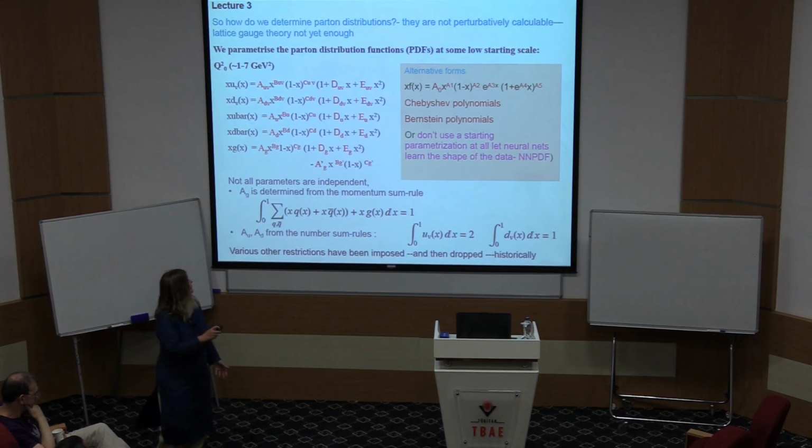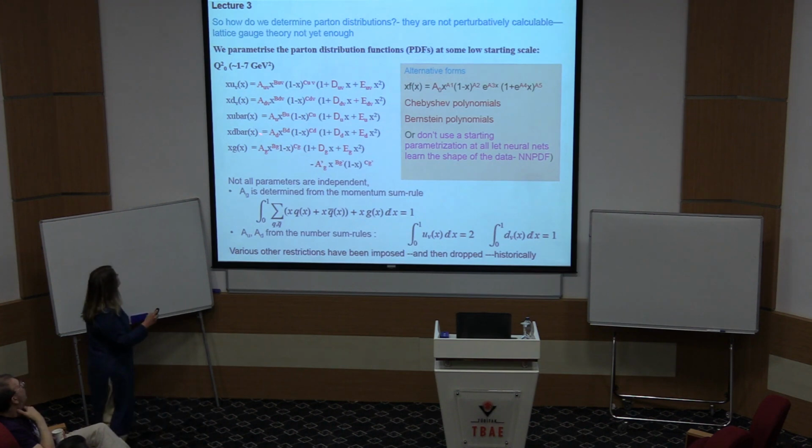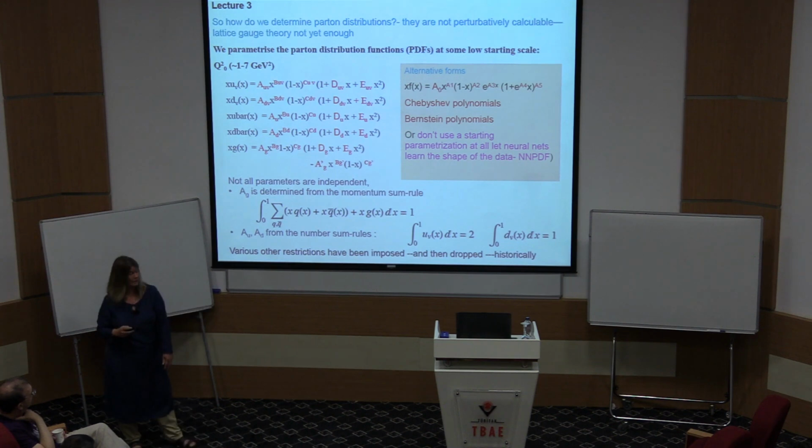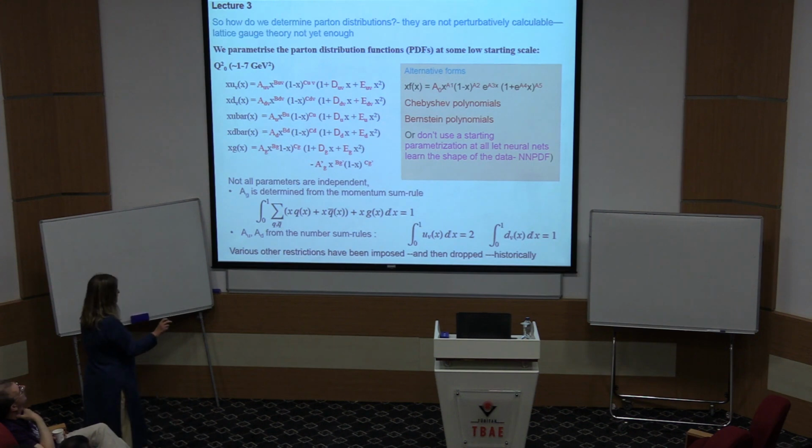Now, not all the parameters are independent. We determine the normalization of the gluon by using the momentum sum rule, that the total momentum in everything must add up to one. We determine the normalizations on the valence by using the number sum rules, that there will be two u valence quarks and one d quark in the proton. And this is fine because the QCD evolution respects the sum rules. You can work that out for yourself if you go into the formalism in detail. These sum rules are preserved. Okay, so that's how we begin.